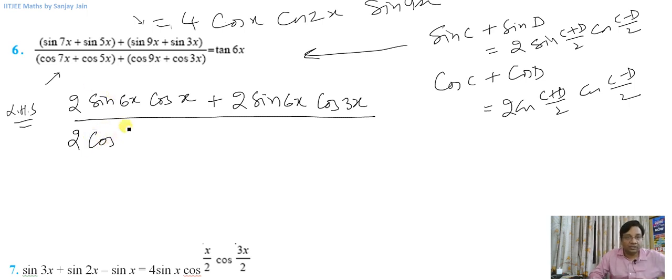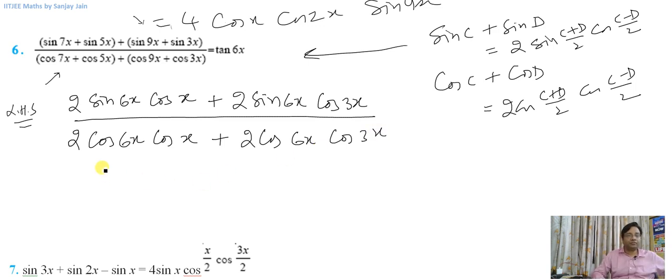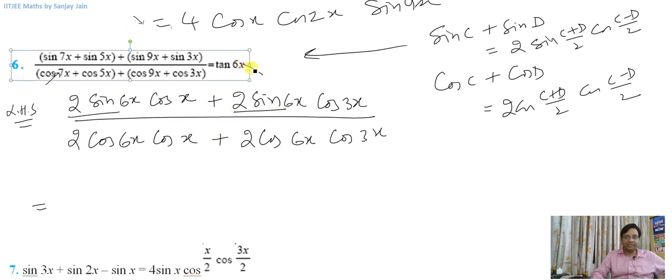2 cos (c plus d) by 2, that is 6x, cos (c minus d) by 2, that is x, plus 2 cos (c plus d) by 2 cos (c minus d) by 2. Okay, now see, what can I take as common from the numerator? From the numerator, 2 sin 6x, and I need my answer as tan 6x. So obviously I need sin 6x from the numerator. Okay, so this is where this question is going.